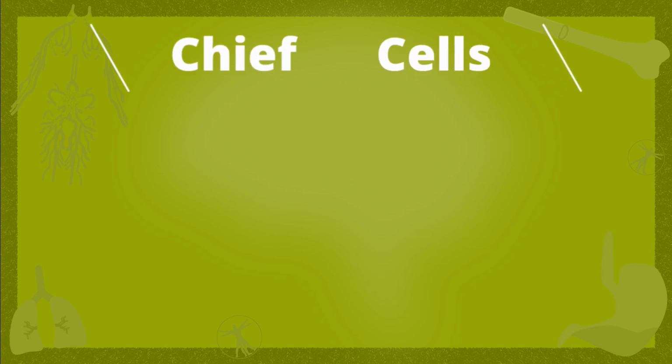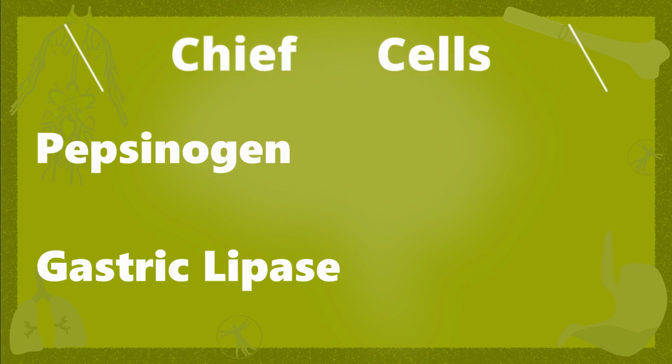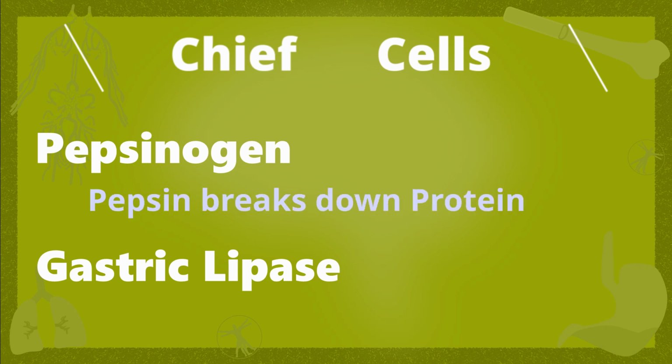Chief cells secrete pepsinogen and gastric lipase. The inogen suffix means that our chemical is in its inactive state. You may see something similar to this if you've learned about the conversion of angiotensinogen into the active form angiotensin. Well, once pepsinogen is converted into its active state, pepsin, it breaks the peptide bonds which hold proteins together, breaking them down into individual amino acids.